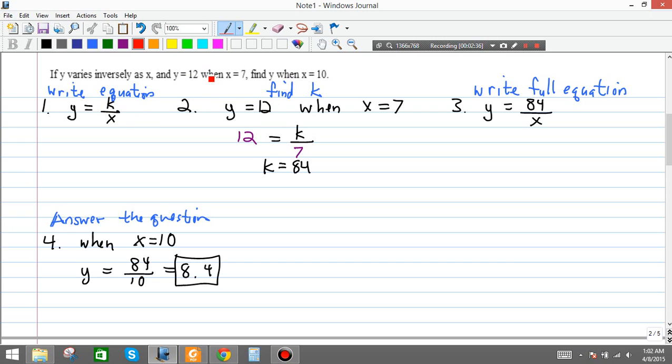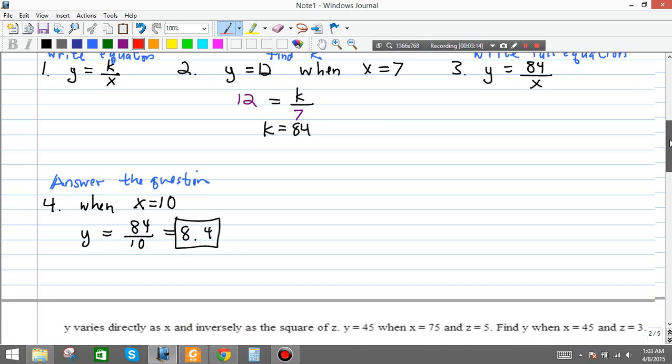There's some extra information given that y is 12 and x is 7. That is what we're going to use to find out what k is. We're going to go back to this equation, replace y with 12 and x with 7. Multiply both sides by 7. K is 84. Write the equation now with what we know k to be, and that is 84. So y is now 84 over x. And then let's answer the question. Find y when x is 10. Well, when x is 10, you replace this x with 10, and you get 8.4, and that is the answer.